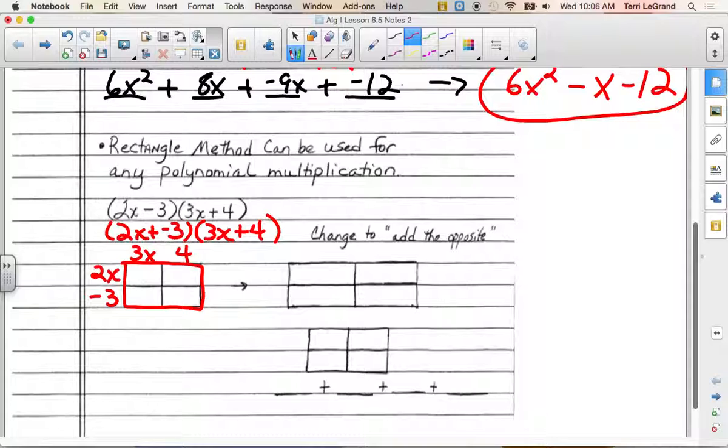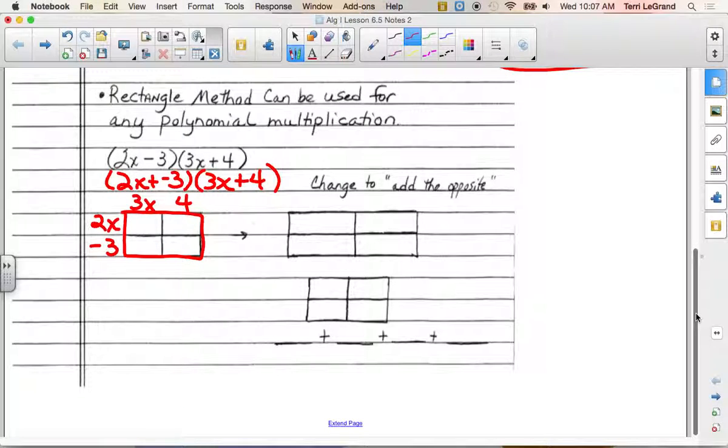And then what we do is we just take length times width for each of those smaller rectangles. So in this one, I don't want you to show any work. I just want you to show the setup in that particular one. And notice, it doesn't mean that you have to draw this many rectangles every time you do it. But in our notes, I want us to see what's really going on. Okay, so let's just transfer that 2x and that negative 3 and that 3x and that 4 over.